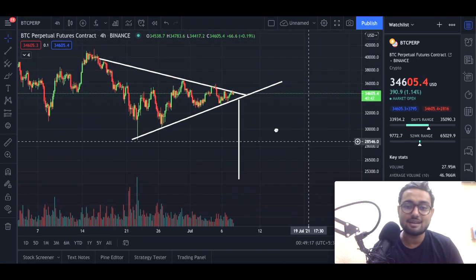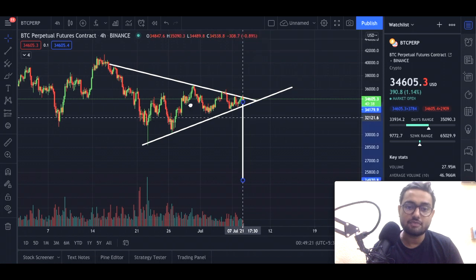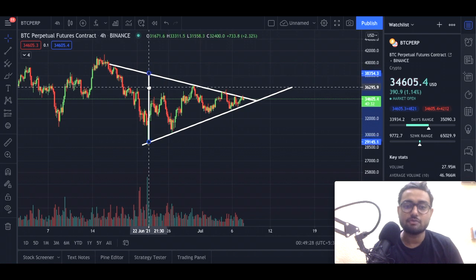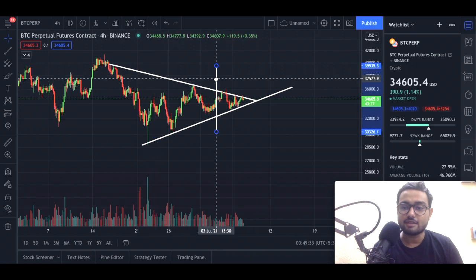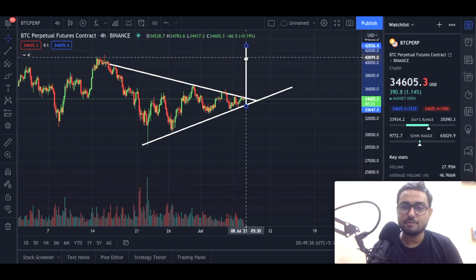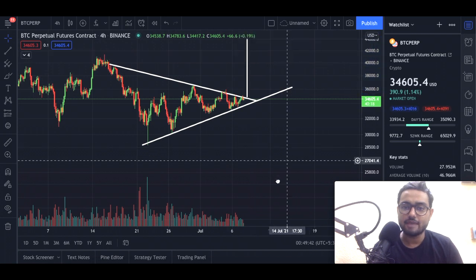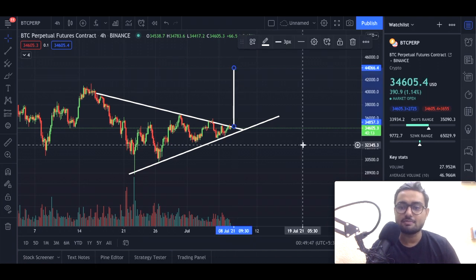Now this is the height of the triangle that we have over here. And how did we measure it? We simply measured it from the bottom to the top and we got the height of the triangle. So if we get a breakout, what could be our possible price targets? That is something we need to analyze. In case of a breakout to the upside, the price target that we have will be approximately around $44,000, right? So this is the price target that we have on the upside.